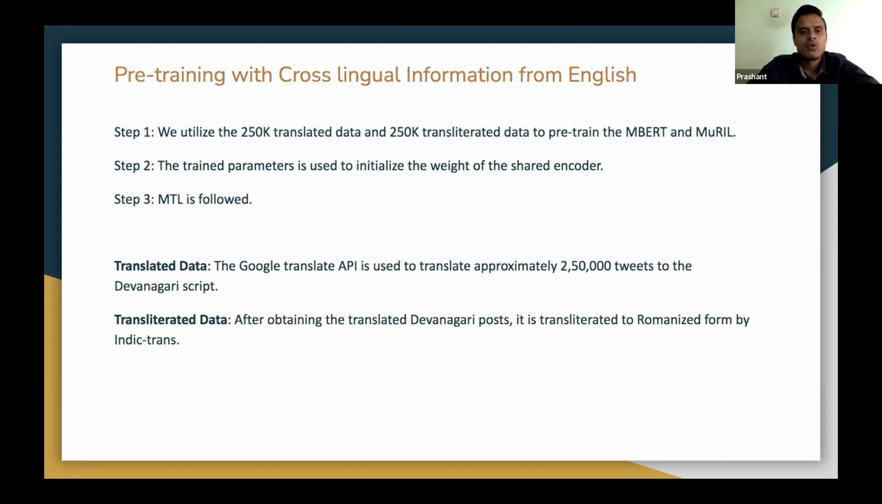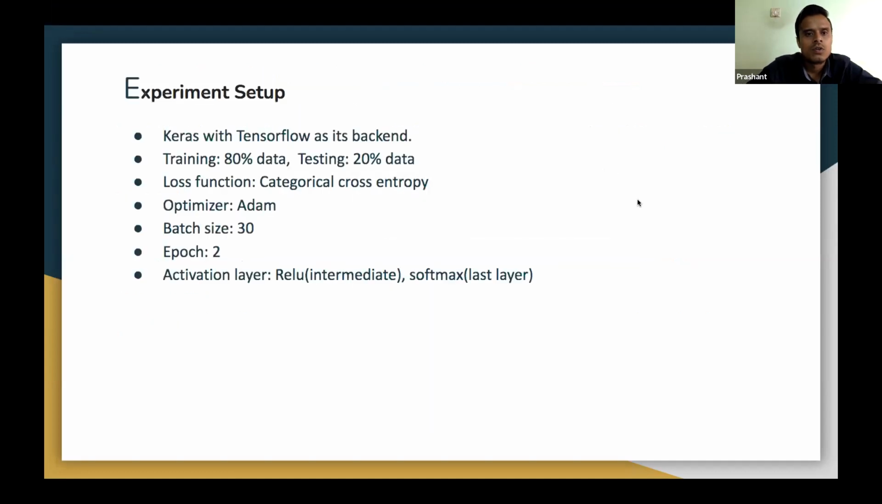So these are the 4 different settings that we have utilized with M-BERT and MuRIL. The experimental setup is we have used the Keras framework with TensorFlow as its backend. 80% of the data sets is used for training, and 20% is used for testing. In some of the data sets, the test set was separately given, so in that case, we have trained and tested as separate parts.